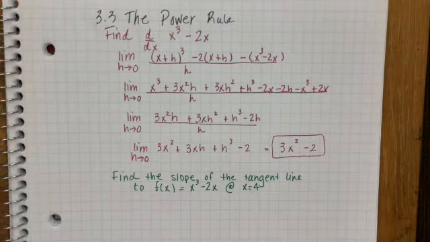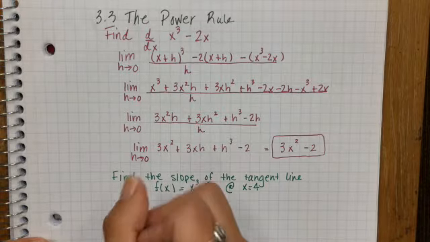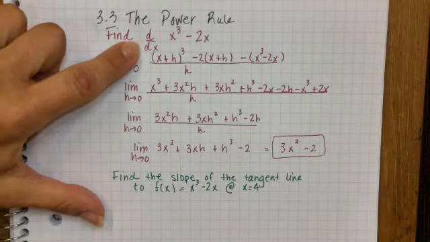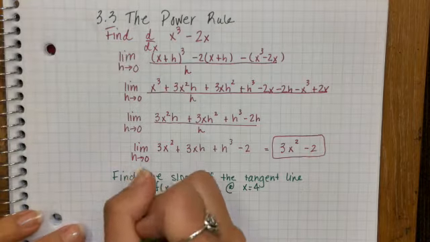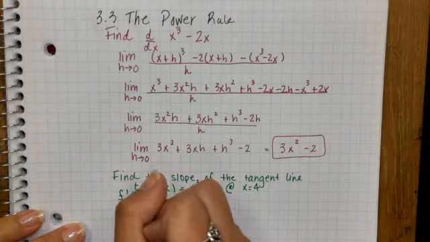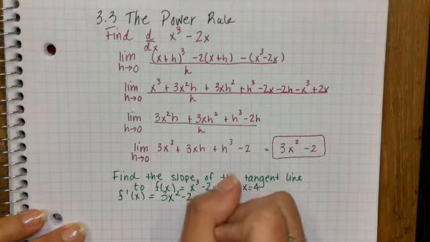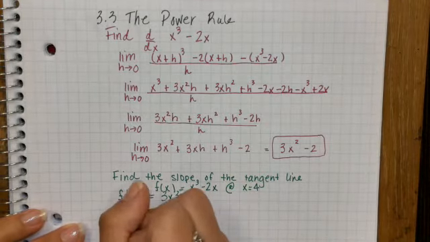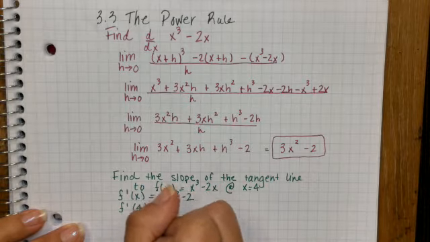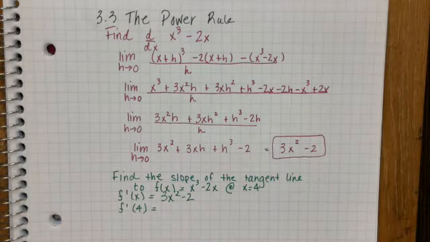Easiest way, plug in 4. So this would be the derivative d/dx of the function, which is the same thing as saying f prime of x is equal to 3x squared minus 2. Plug in 4. 16 times 3 is 48, minus 2. I think it's 46.